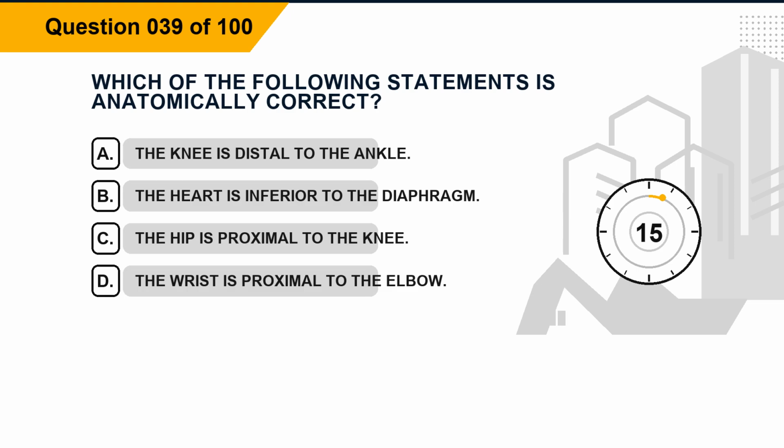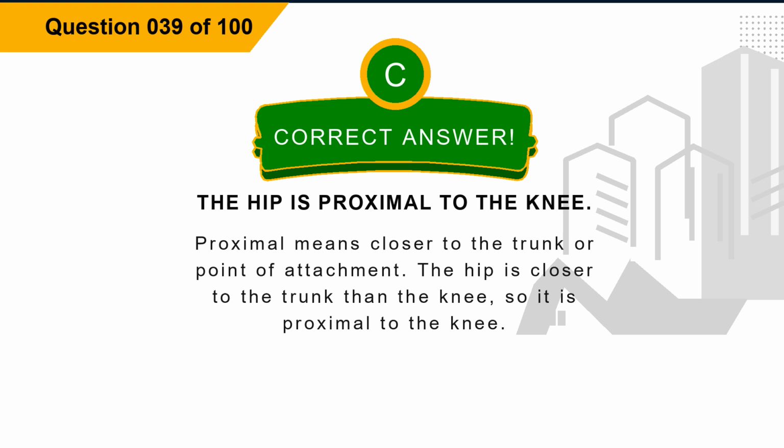Question 39. Which of the following statements is anatomically correct? Option A, the knee is distal to the ankle. Option B, the heart is inferior to the diaphragm. Option C, the hip is proximal to the knee. Option D, the wrist is proximal to the elbow. The correct answer is option C, the hip is proximal to the knee. Explanation. Proximal means closer to the trunk or point of attachment. The hip is closer to the trunk than the knee, so it is proximal to the knee.